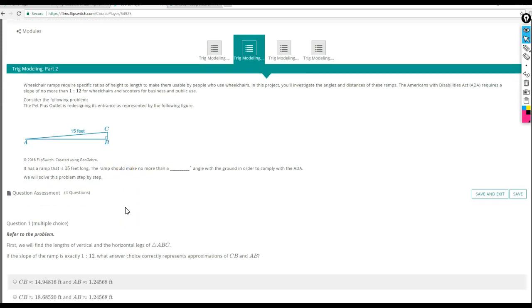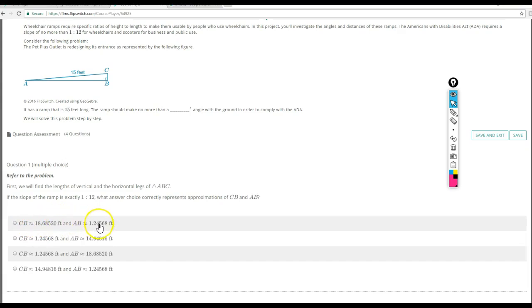Alright, so first we want to find the lengths of the vertical and horizontal legs of triangle ABC. If the slope of the ramp is exactly 1 to 12, what answer choice correctly represents approximations of length CB and length AB? Since we're given approximations, we're going to compare the height to the length and match it to exactly what that proportion would be for our ADA ramp.